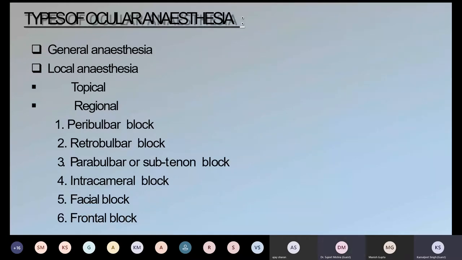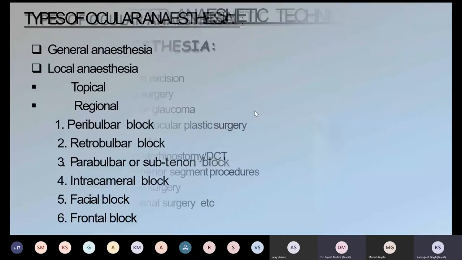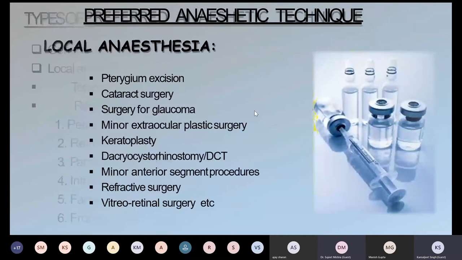So basically for cataract surgery, two choices are there: one is the parabulbar and the other is peribulbar. These are commonly used, and topical is also very common. So we can do SICS or phacoemulsification under topical. Both surgeries can be done without any problem. Also, local anesthesia is used for these surgeries: pterygium, cataract, minor extraocular surgeries, keratoplasty, etc.